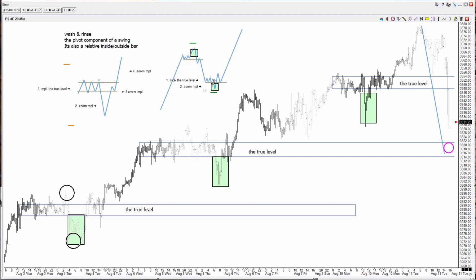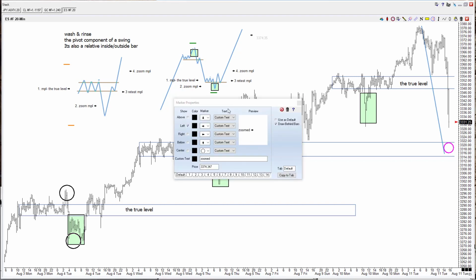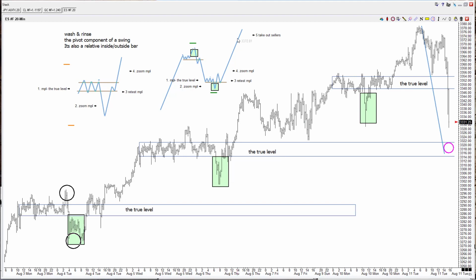Step three, you retest it. Now, in this part of the process, it doesn't have to make a pivot. It can keep going. And step four, you zoom back through it. And then there's a step five where you take out previous controllers, take out controlling sellers. And when all's said and done, you have the pivot component.